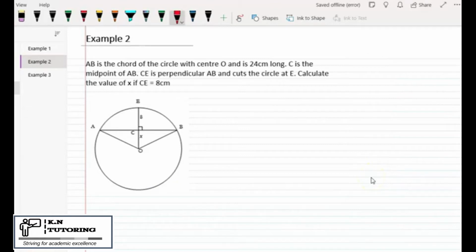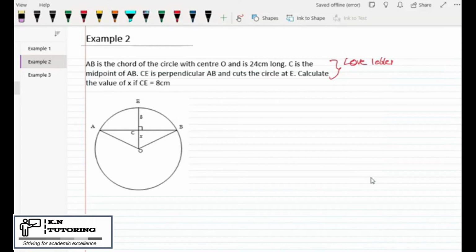Okay, example 2 goes as follows. I'm going to start by reading the statement. So this statement, I call it the love letter. So read the love letter first. And why is it important to read the love letter? It's important because what is given here as a statement, sometimes it's not shown in the diagram. Okay, so I'm going to read this first.